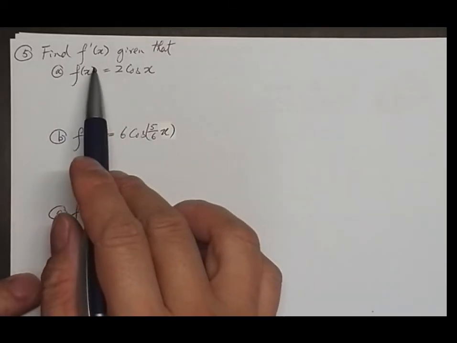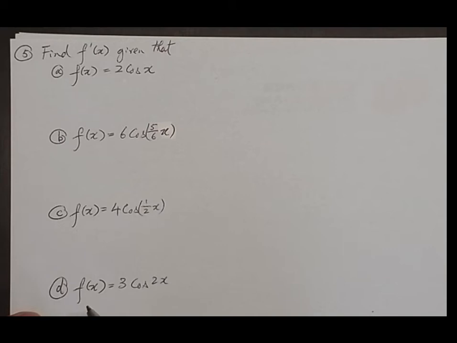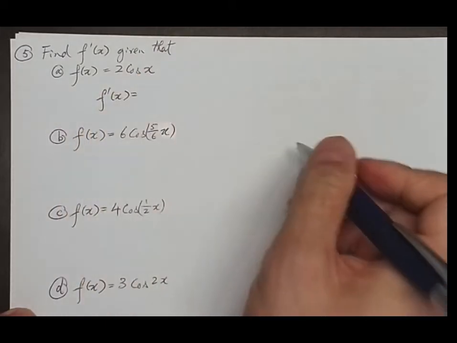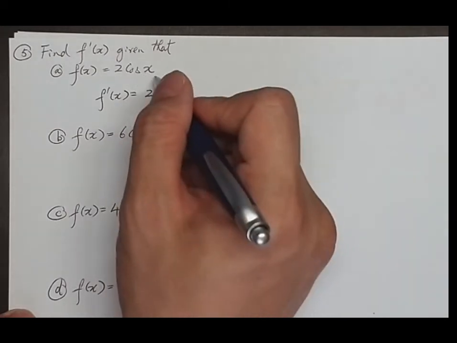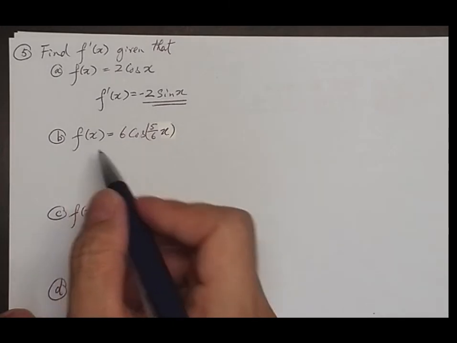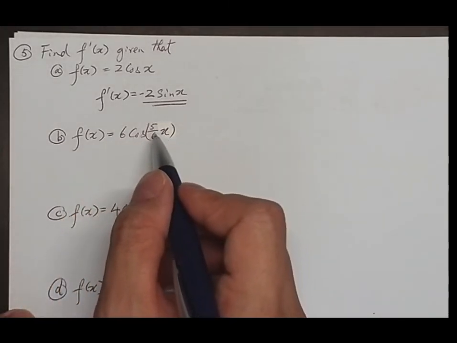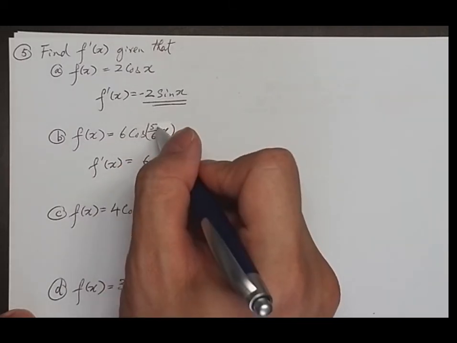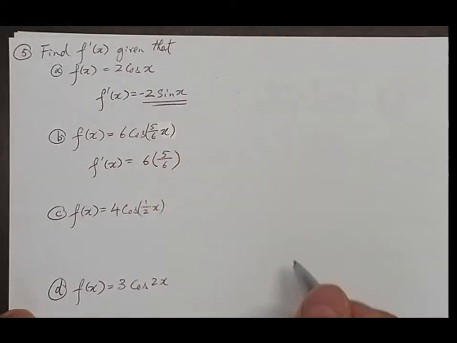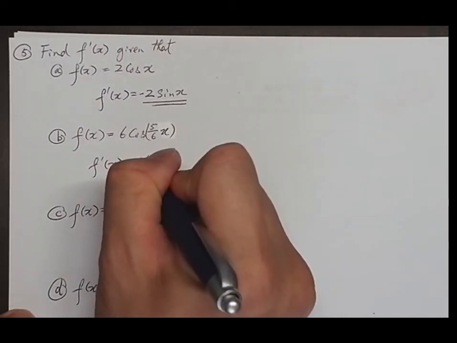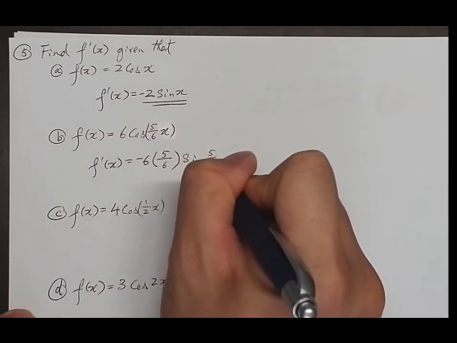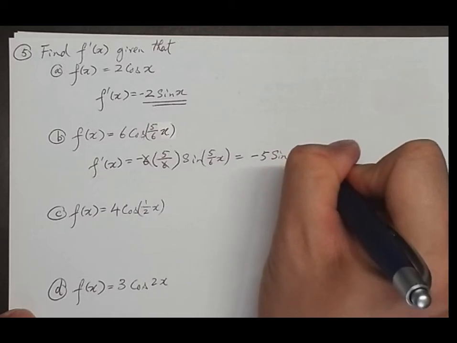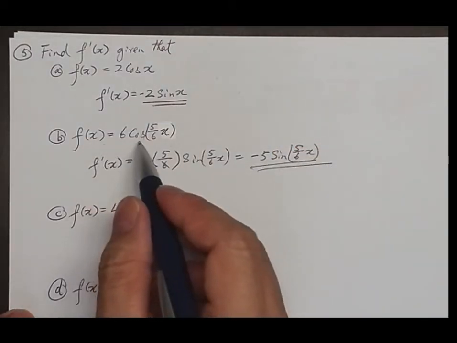Question number 5, we find the derivative of a, b, c, d. For part a, if f(x) equals 2 cosine x, f'(x) is equal to 2, and the derivative of cosine x is minus sine x, so it's minus 2 sine x. B part, if f(x) equals 6 cosine 5/6 x, f'(x) is equal to, we keep this 6, and 5/6 x, and cosine turns to minus sine, so it's minus 6 sine 5/6 x. Cancel the 6 out, we get minus 5 sine 5/6 x. This is the derivative of this function.